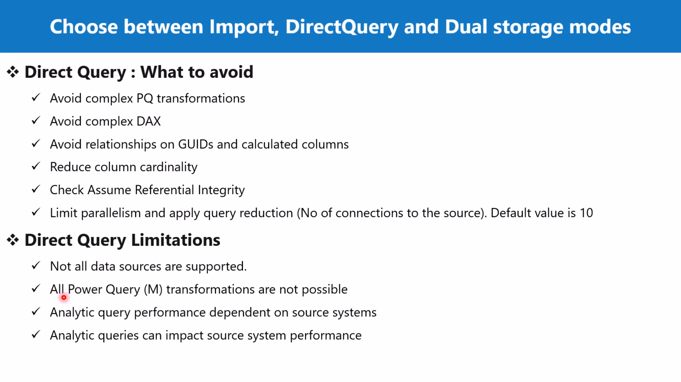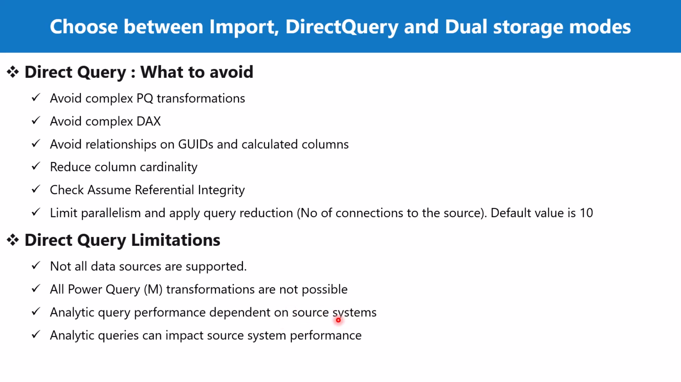Then I already said that the Power Query transformations, all those transformations or all the M functions, are not possible. And this is a very important point here, which says that the analytic query performance is dependent on the source systems, because now the data is not inside the data model, it is inside the data source. So anything that is going to come into Power BI is going to come from the data source. So your query performance is obviously dependent on your source system.